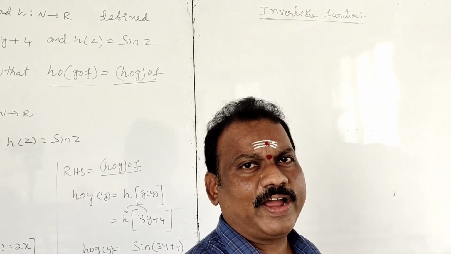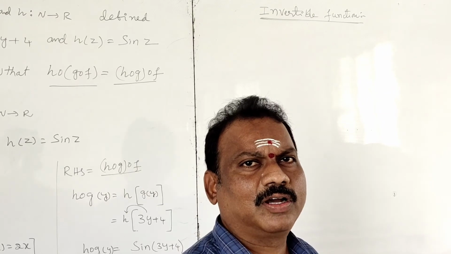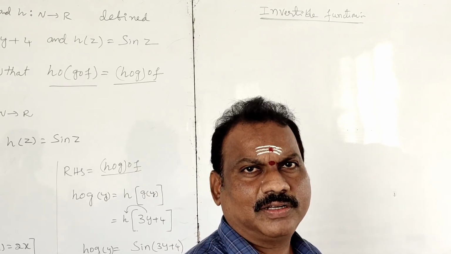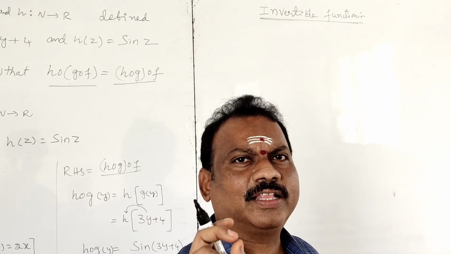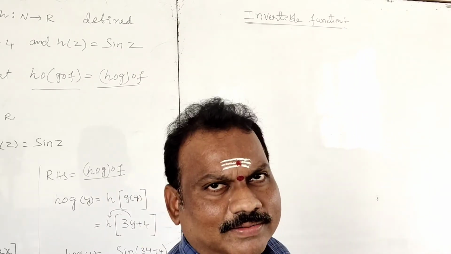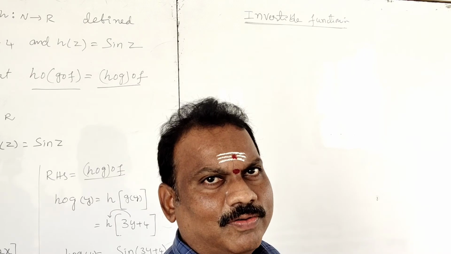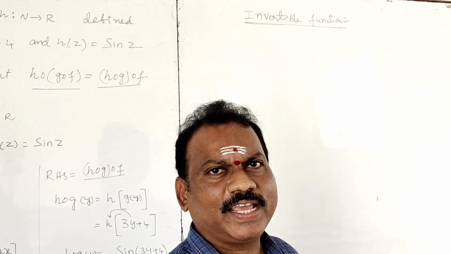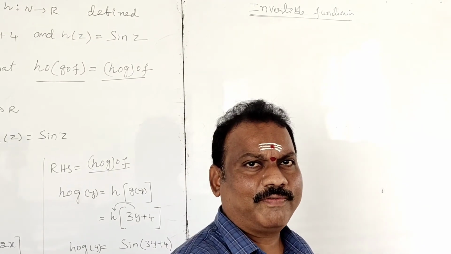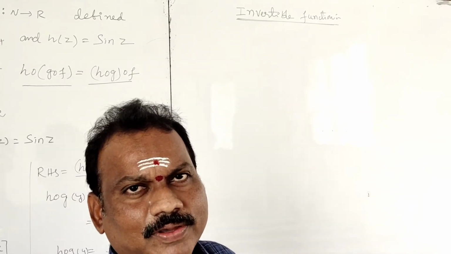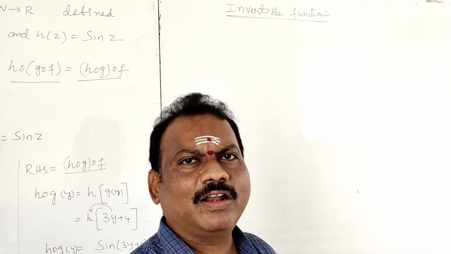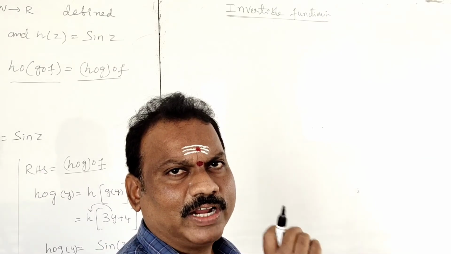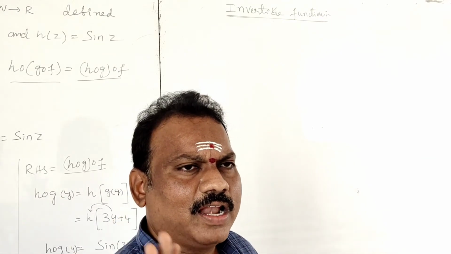We have nearly 5 to 6 problems on invertible functions in your textbook. Definitely every year they are asking one question in question number 39. From 39 to 48 you have the 5 marks questions in your PU board question paper. So they will ask one question every year from invertible function. So it is very important, listen carefully.